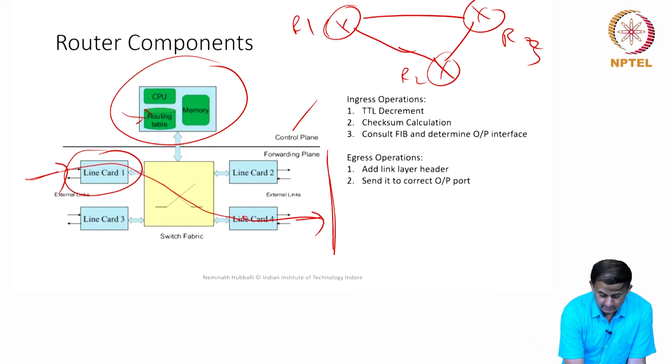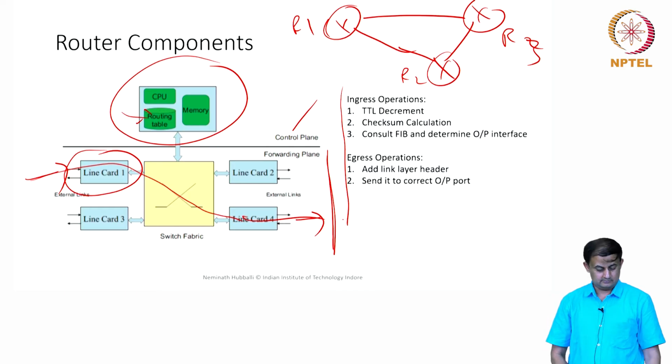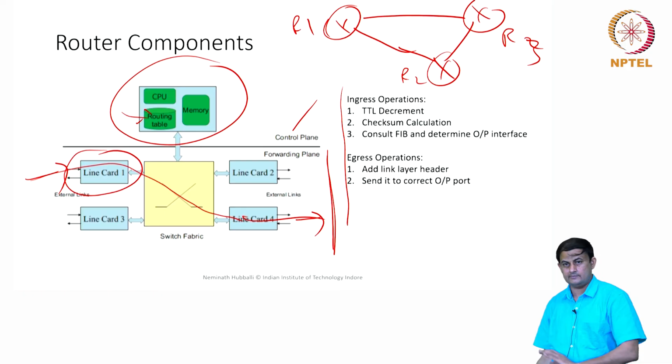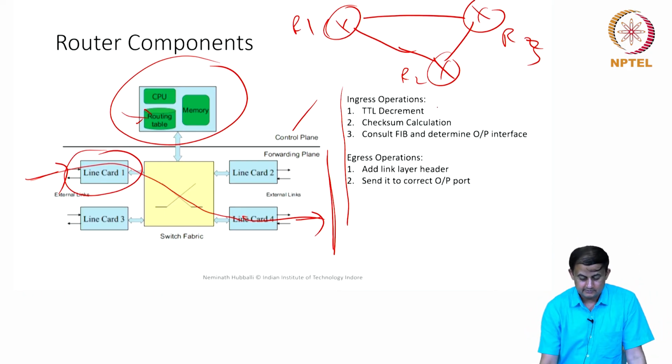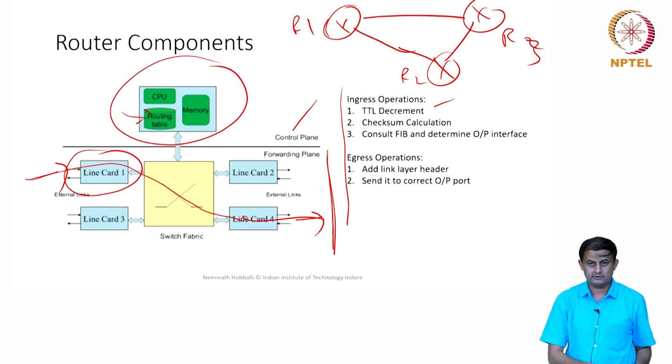So the typical operations done between the packet arrival at an interface card and the time the exit happens, there are a couple of things. One is that at every hop you need to decrement the TTL value, you reduce it by 1.